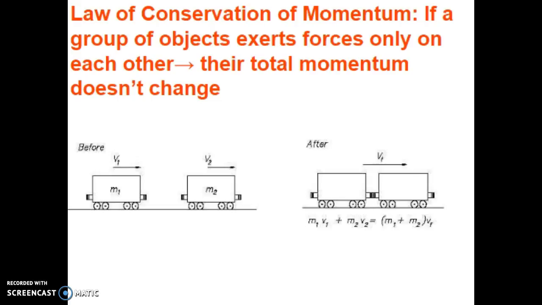So the law of conservation of momentum states that if a group of objects exerts forces only on each other, then their total momentum does not change. So we have our little train cars here. Before, they were each traveling at a particular velocity, and they each had a particular mass. Once they attach and move, then all of those forces are combined. So the total momentum does not change.